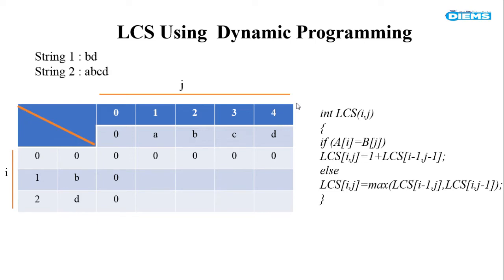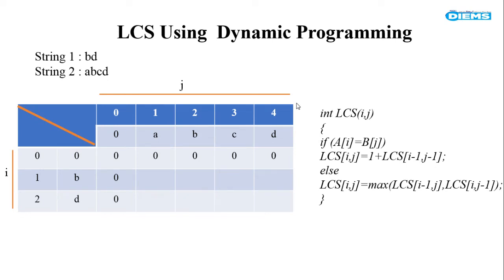And if the characters are not matching with each other, then it will return the maximum of LCS(i-1, j) and LCS(i, j-1). So we'll try to solve this one. Firstly, whatever strings were given to us, BD and ABCD, we will construct a table and take each string as a character array. Okay, and then we will try to solve it.